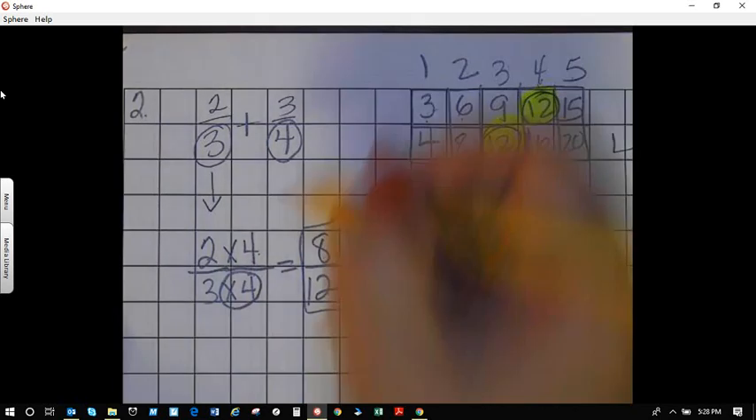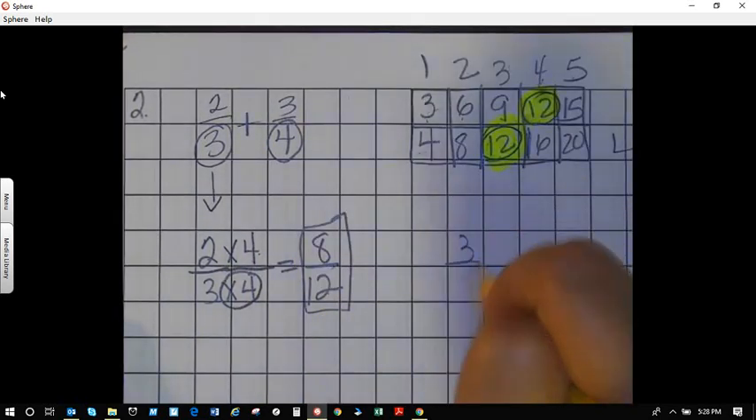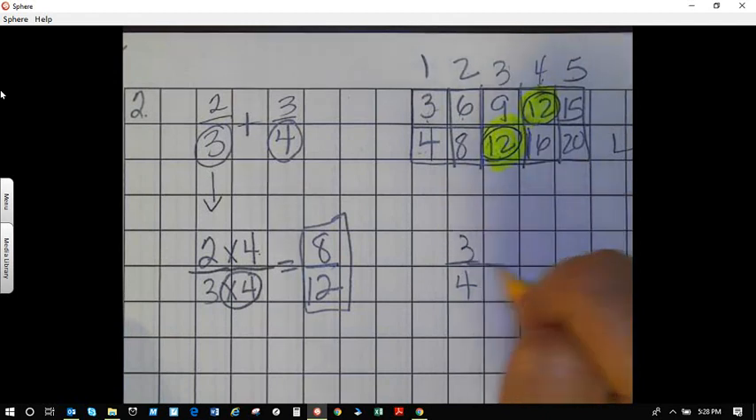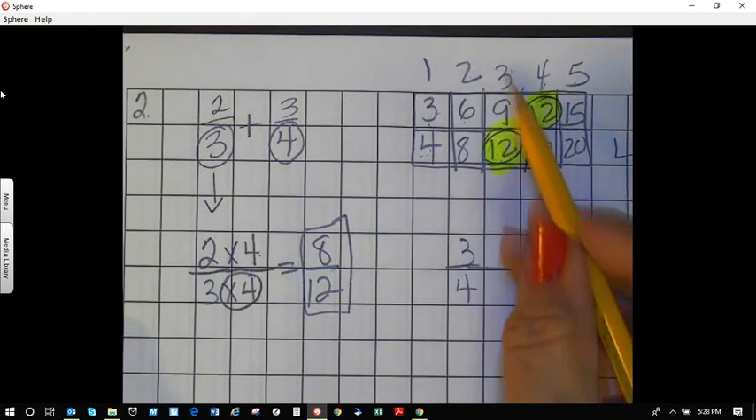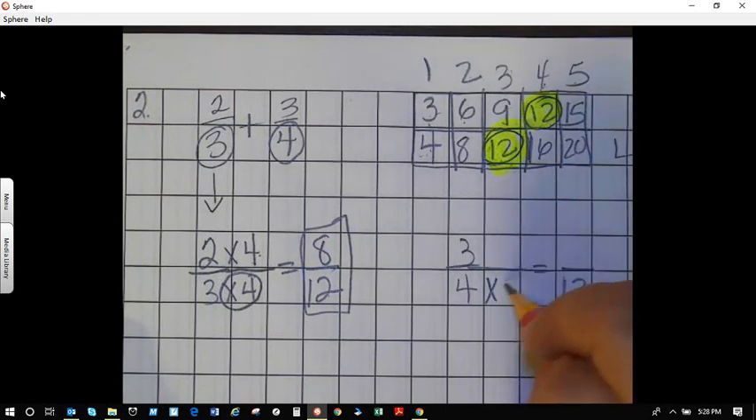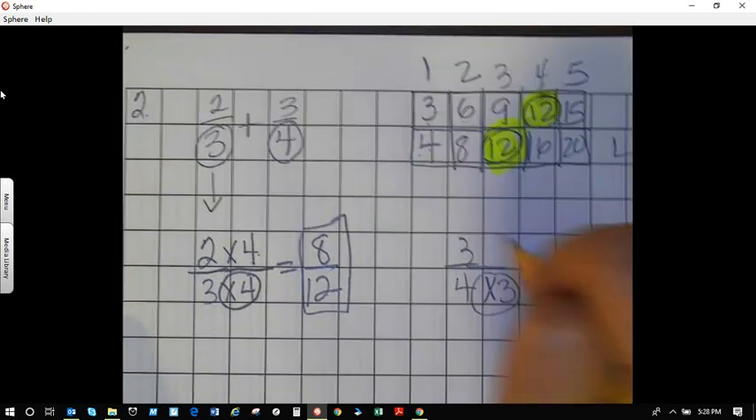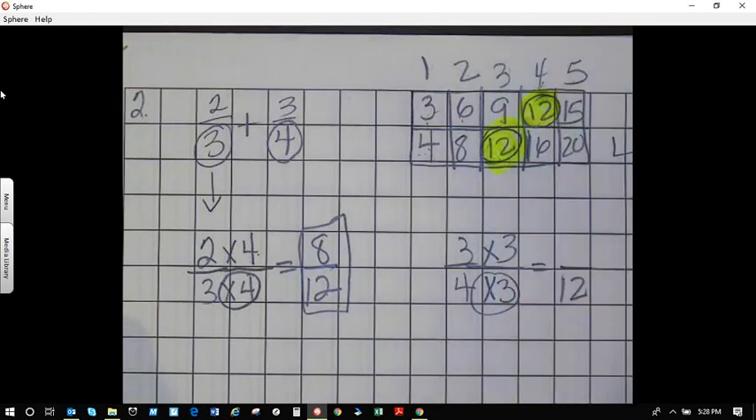I'm going to do the same thing with the 3/4. Extend it over. I'm needing to change that to the 12th. It's right here. 4 goes into 12 3 times, so 4 times 3 equals 12. Again, what I do to the denominator, I do to the numerator. 3 times 3 is 9.